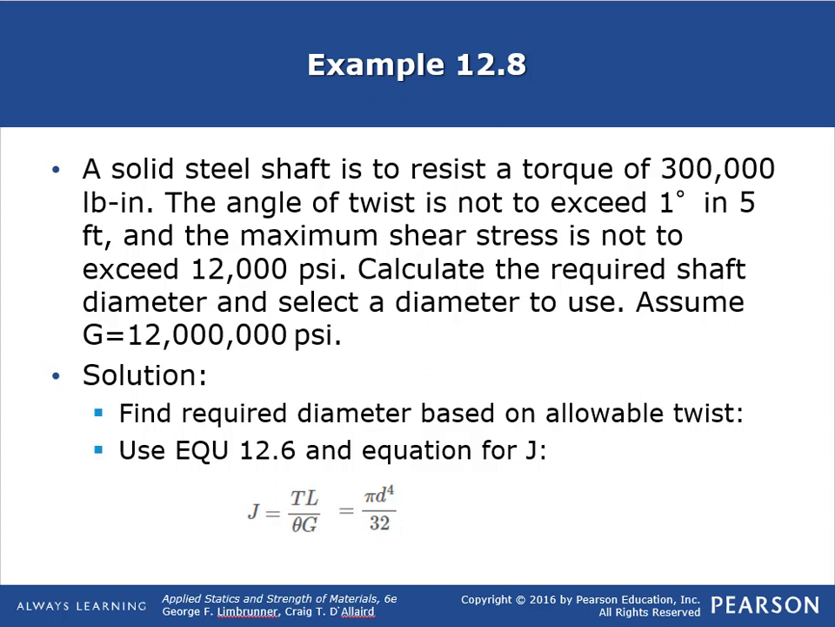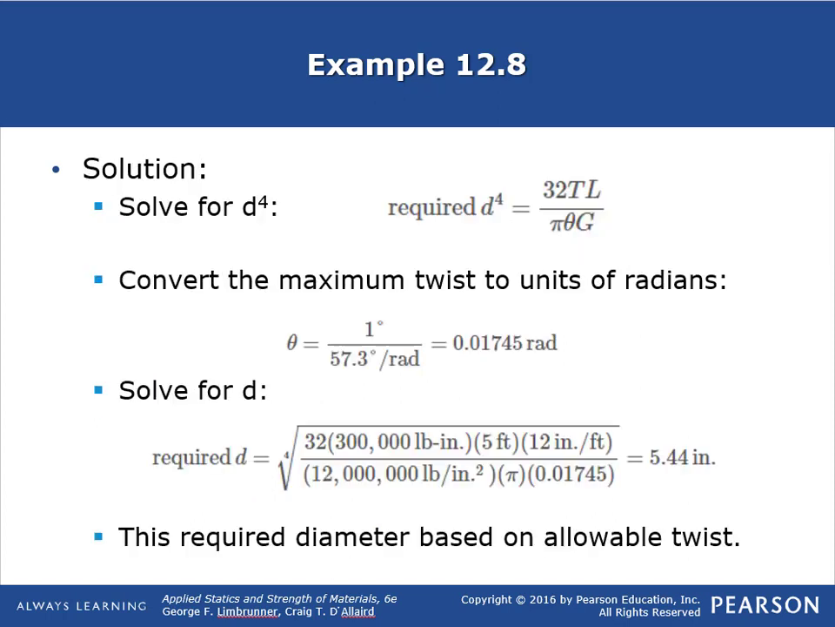First, let's find the required diameter based on the allowable twist specification. To do that, we use equation 12.6 and solve for J, which allows us to solve for the diameter to the fourth. To go into this equation, we need theta, our angle of twist, in radians, so we convert that here. Then we solve for our required diameter using equation 12.6, and we get 5.44 inches. This is the required diameter based on our allowable twist.